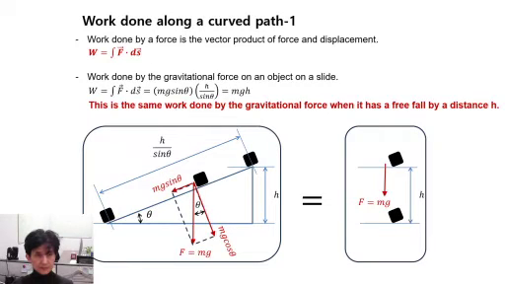So if there is an object on a slide, a frictionless slide, and the object is moved from one point to the other, with a gravitational force acting, we can calculate the work done by the gravitational force from this position to the other position. Then the work done by this gravitational force is F dot ds, where F is mg sine theta.